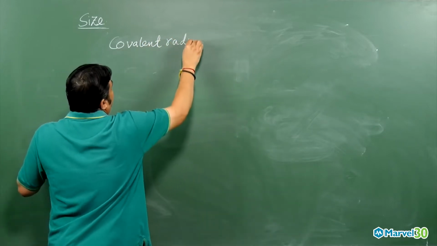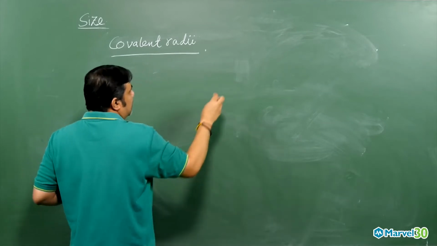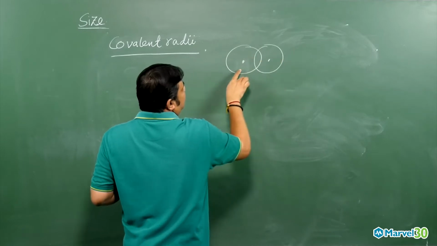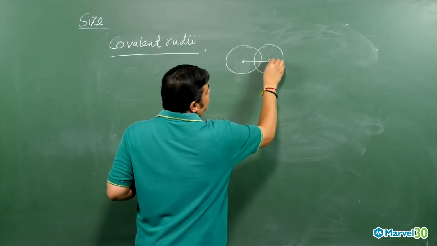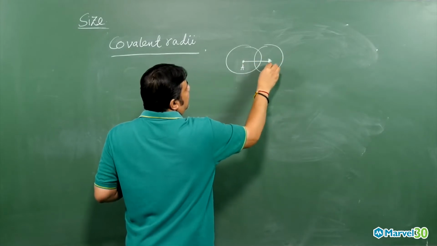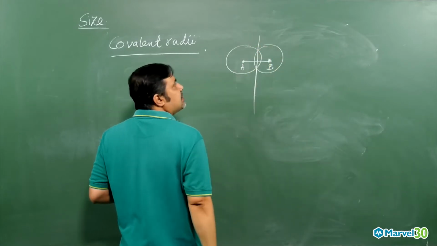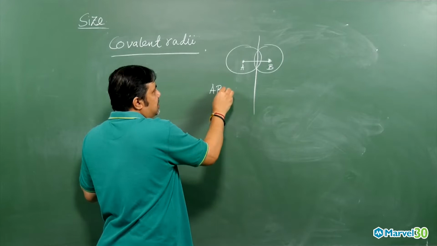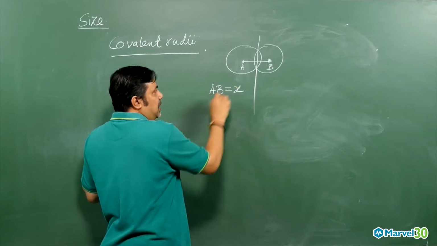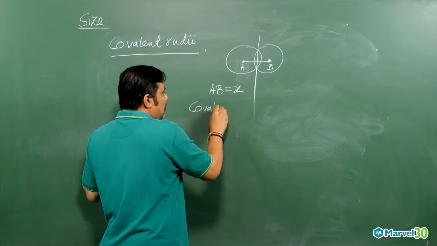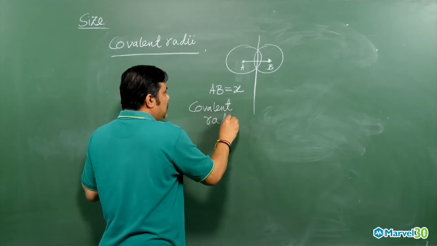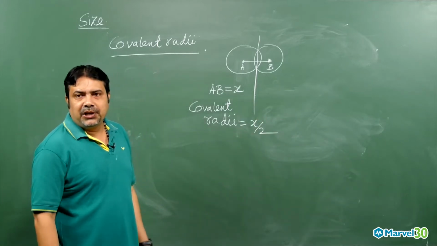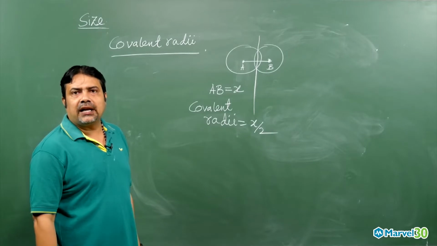What is covalent radii? It is the scenario whenever two atoms form a covalent bond. This is atom 1 and this is atom 2. The distance in between, call it AB, and half of this distance is called the covalent radius. So if the AB distance is x, then the covalent radii equals x by 2. Half of the distance between two covalently bonded atoms is called the covalent radii.